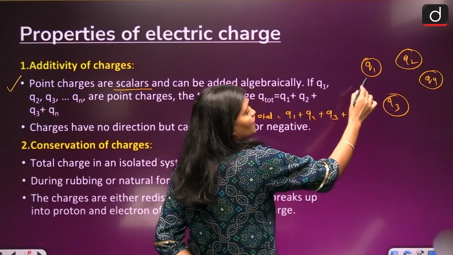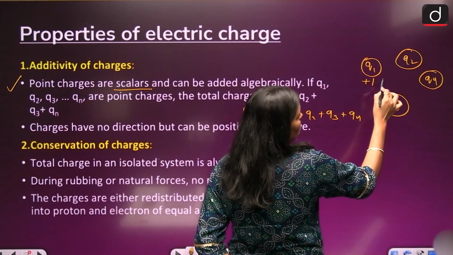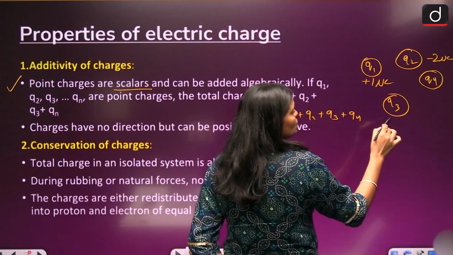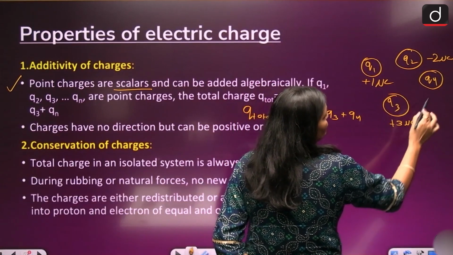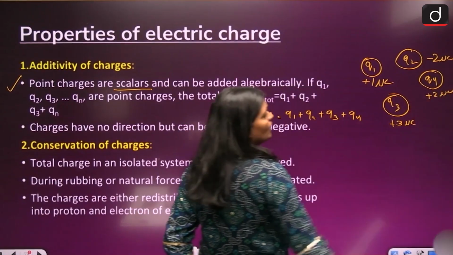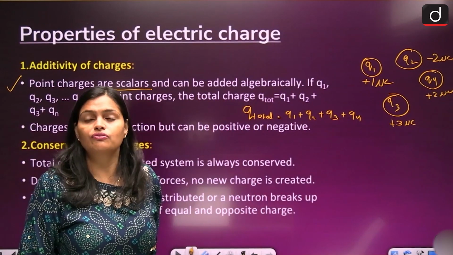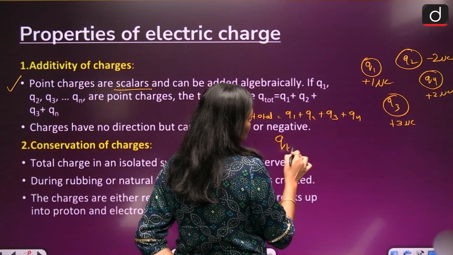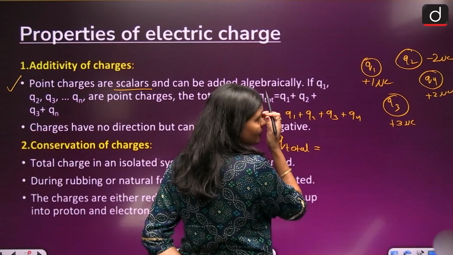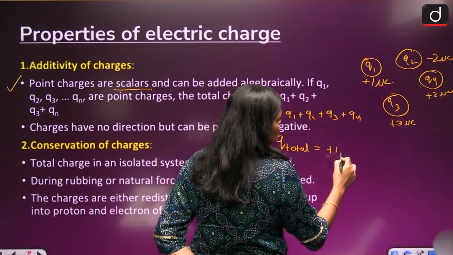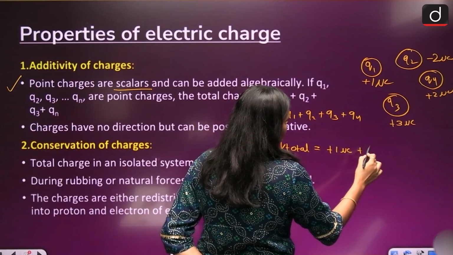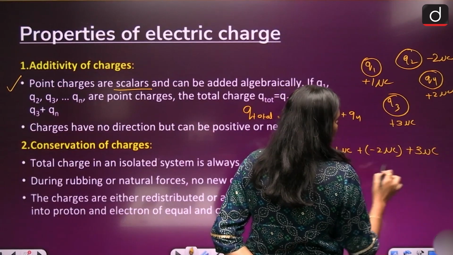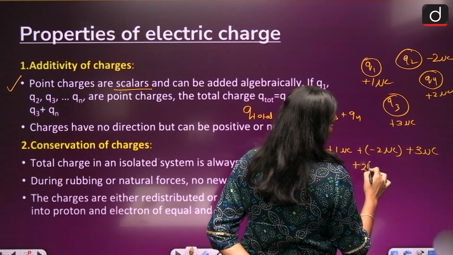Now suppose q1 is plus 1 microcoulomb, q2 is minus 2 microcoulomb, q3 is plus 3 microcoulomb, q4 is plus 2 microcoulomb. Suppose these are the magnitudes of charges, right? So what will be the total q? Plus 1 μC plus minus 2 μC plus 3 μC plus 2 μC.